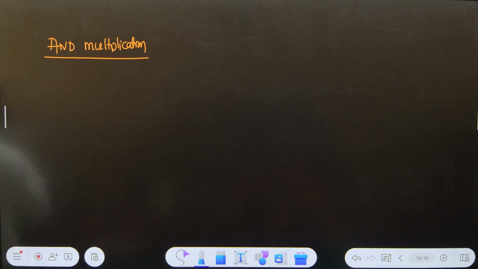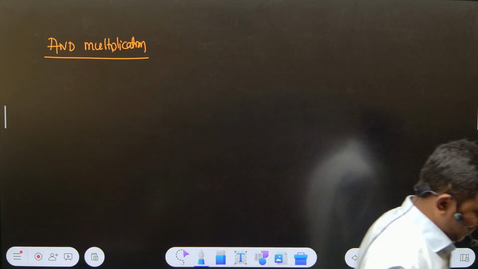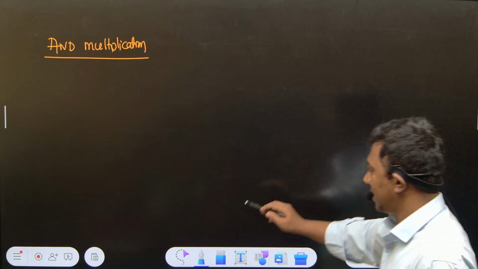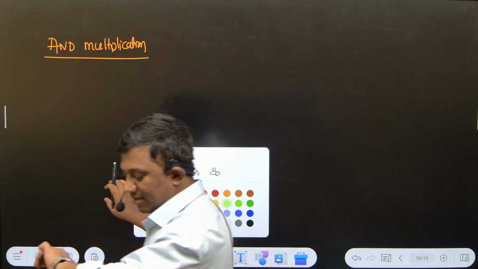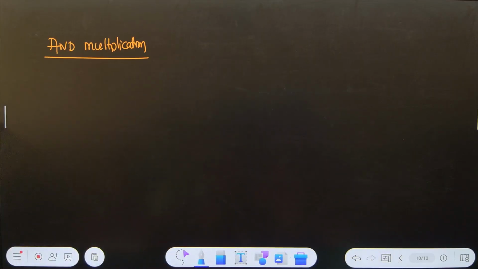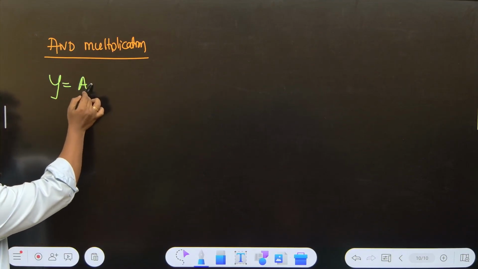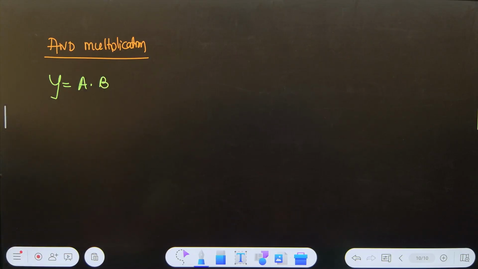Okay, right. And multiplication. Multiplication is denoted Y is equal to A dot B.